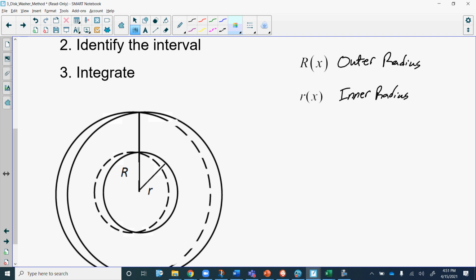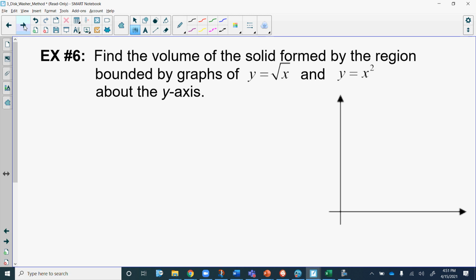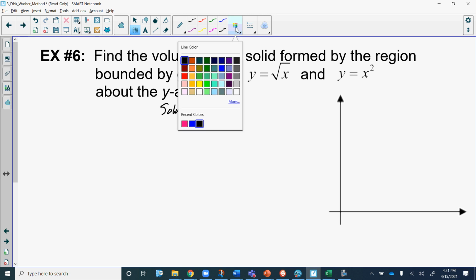So let's see what we're going to end up with when we work some examples out. Find the volume of a solid formed by the region bounded by the graphs y is equal to the square root of x and y is equal to x squared. Those are inverses of each other, and we're rotating about the x-axis. Okay, because they're telling us we're rotating about the x-axis, that tells us that we want our functions solved for x. So let's do that with the two of them. Well, first of all, let's graph them and see what they look like.